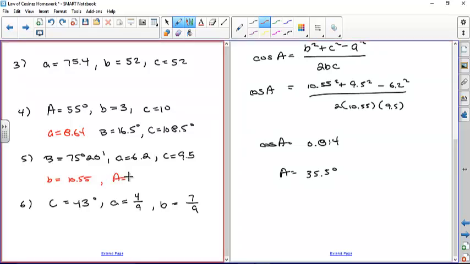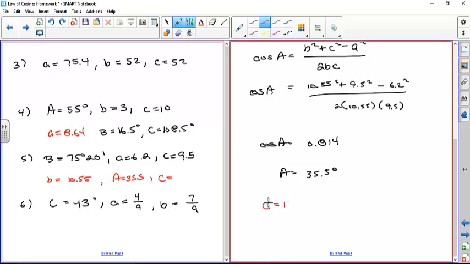Angle A is 35.5. And then angle C, all we have to do there is C is 180 minus 75.33 minus 35.5. 180 minus 75.33 minus 35.5 is 69.2 degrees.